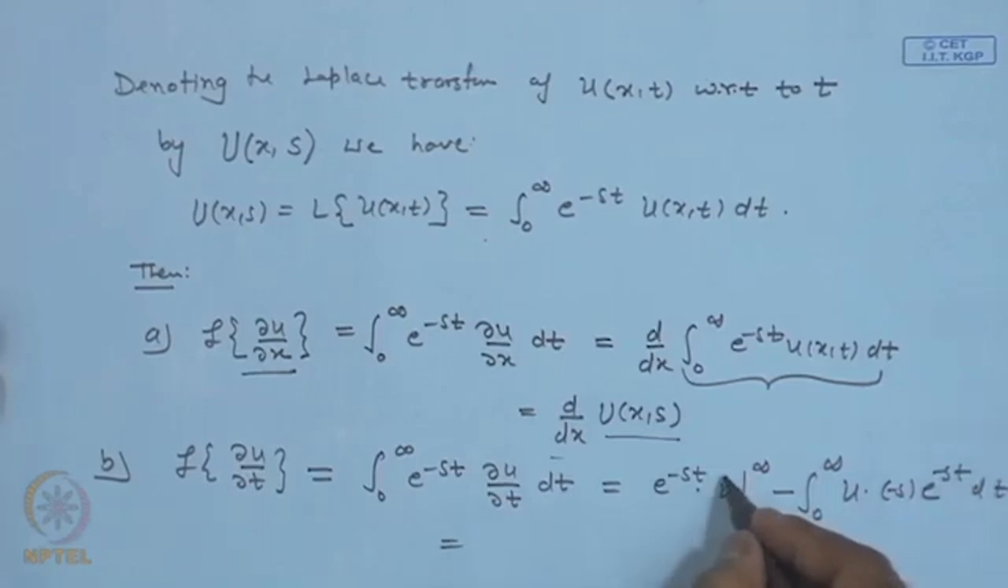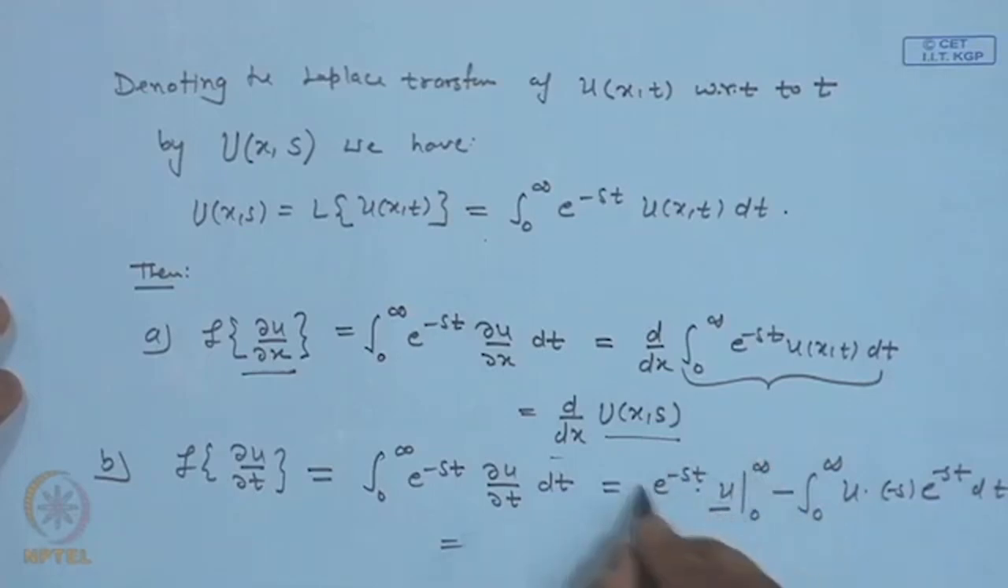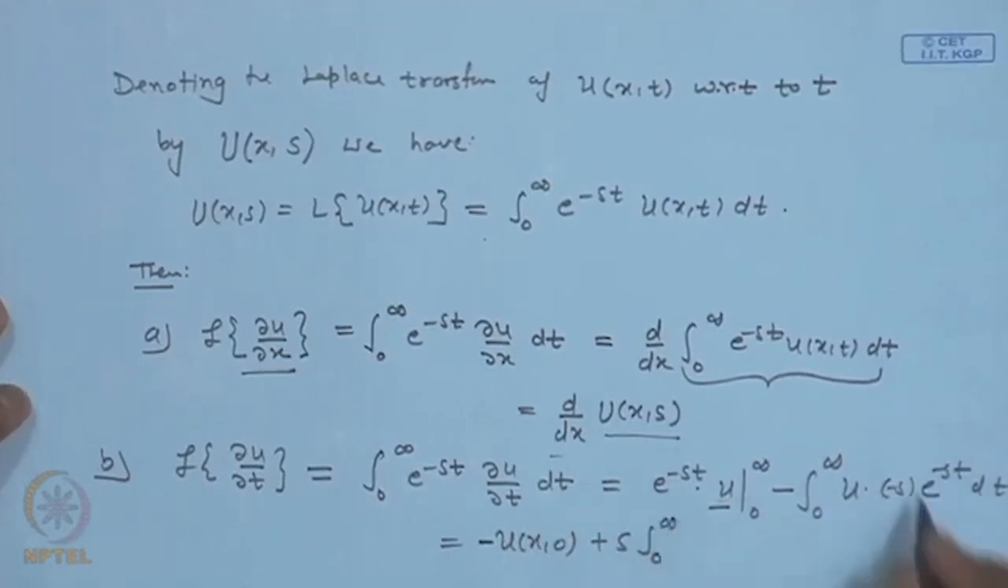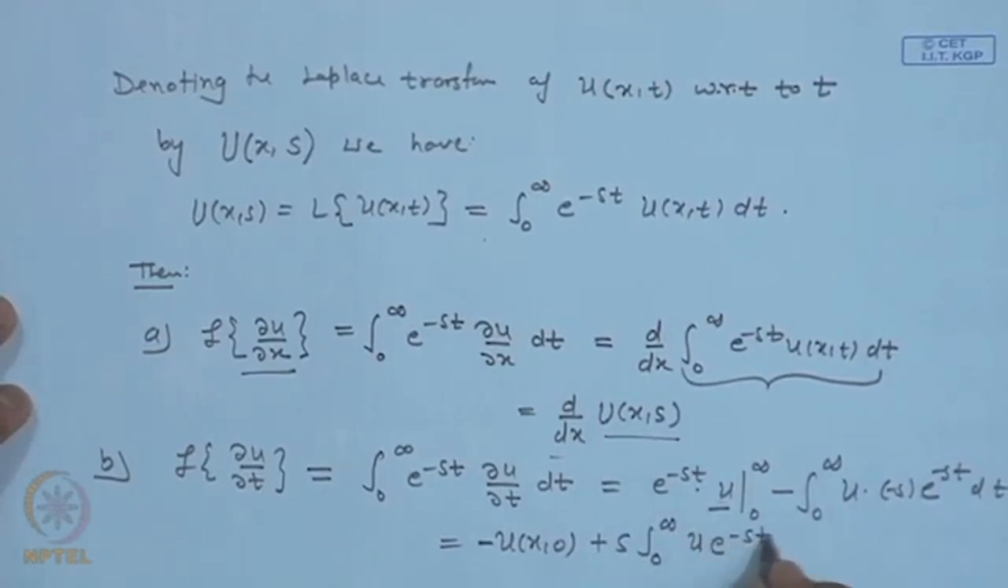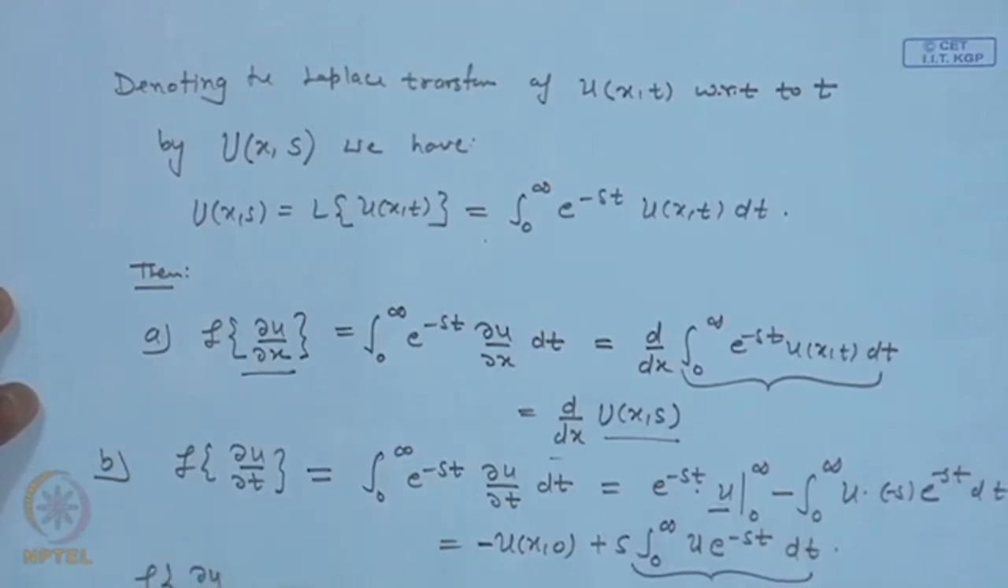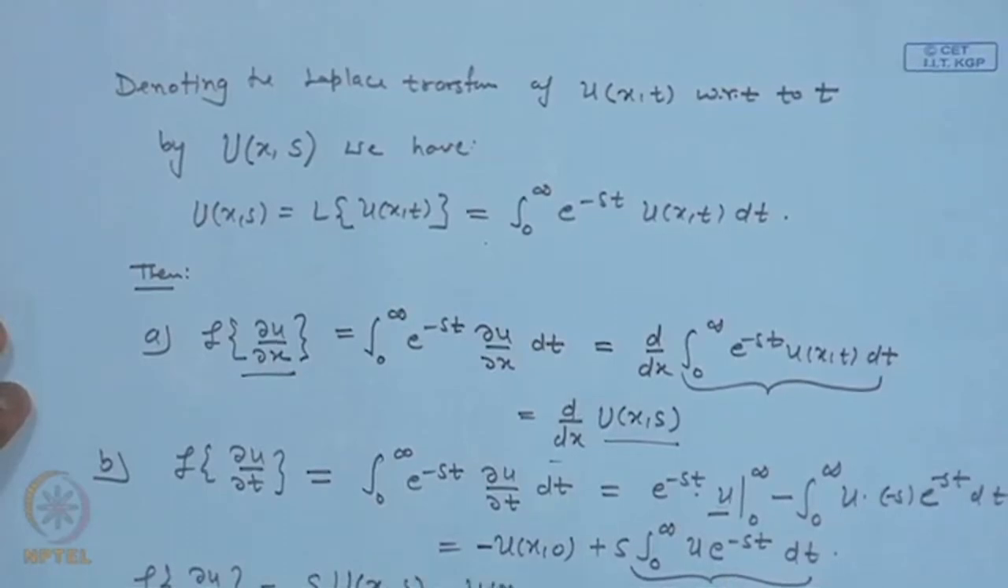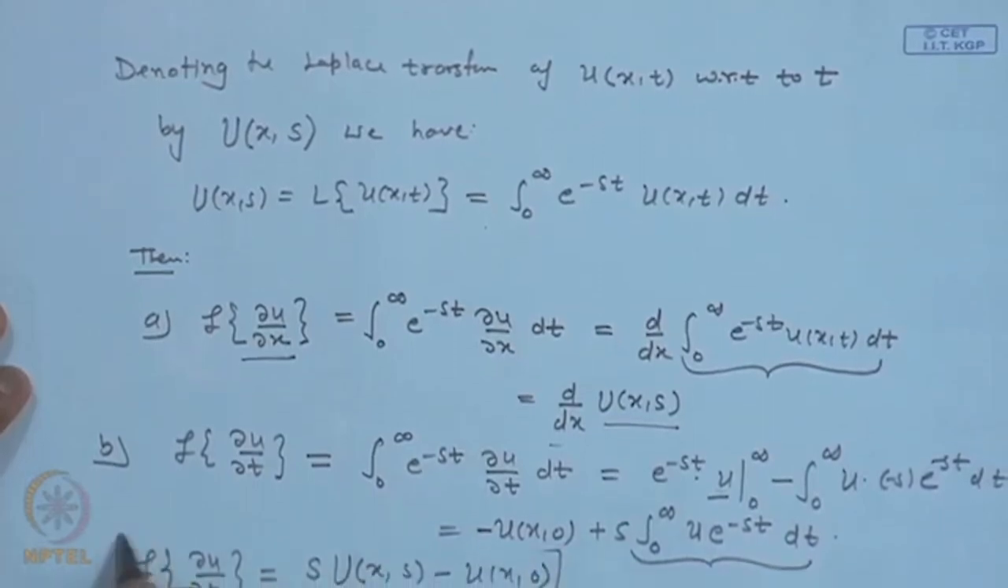If we assume that u is of exponential order, then this will go to 0 as t approaches infinity, and then we have minus the value as t goes to 0. So, we have u(x,0) with minus sign, and then plus s times the integral from 0 to infinity of u e to the power minus st dt, and this is the Laplace transform of u. So, we have the result that the Laplace transform of del u over del t is simply s times u(x,s) minus u(x,0), where u(x,s) denotes the Laplace transform of u(x,t). So, it is again the derivative theorem that we have in the case of one variable.